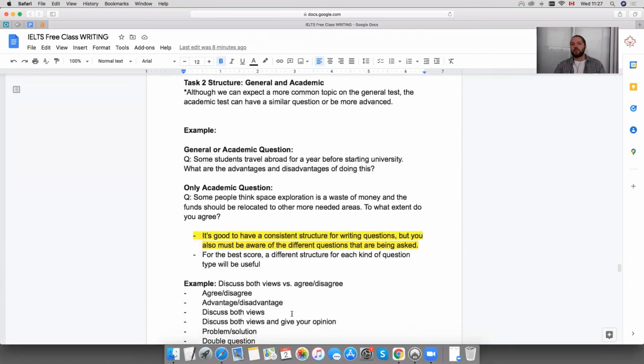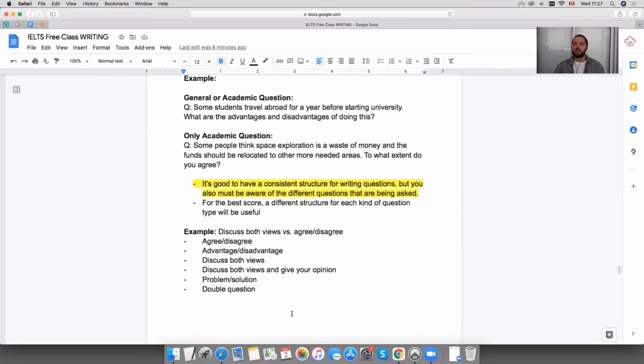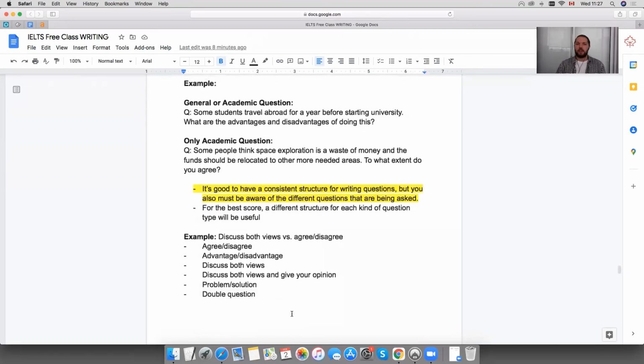The task 2 structure for both tests is going to be mostly the same. We can expect different kinds of questions on these 2 tests. We can also expect that sometimes on the academic test, you will have a general question. But we see these 2 questions from before.